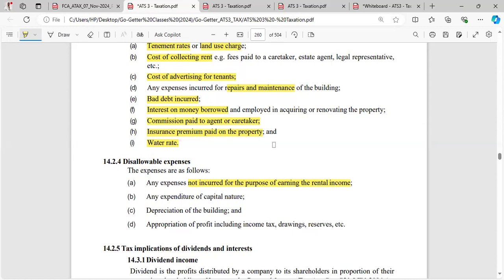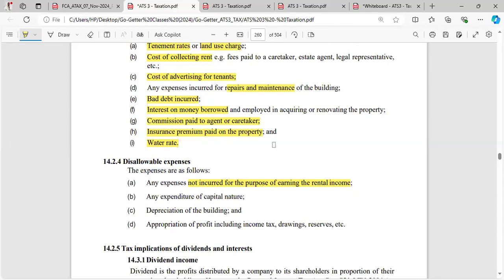You have a property, maybe a bungalow or let's say a duplex, and the landlord is staying in one wing and he gave out the other wing for let. Now, if he does a repair on the general building, the part that belongs to the landlord cannot be said that he is earning income from that side. He needs to deduct the part that he himself enjoys because he is not earning income from himself.